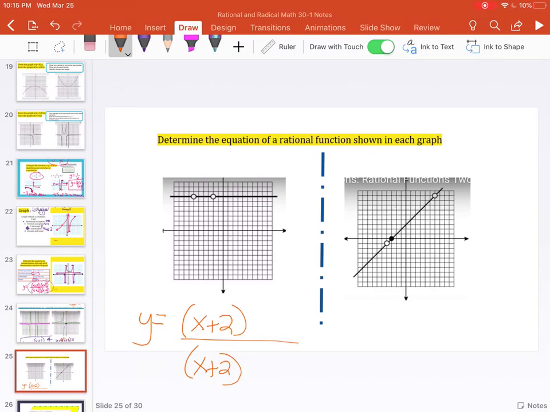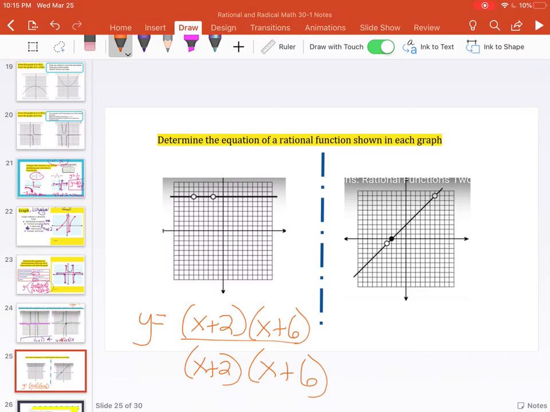And I also have a point of discontinuity at -6, which means I need an x plus 6 on both my numerator and denominator. Okay, so really if I cancel everything out, I would end up with 1, right, with those points of discontinuity.